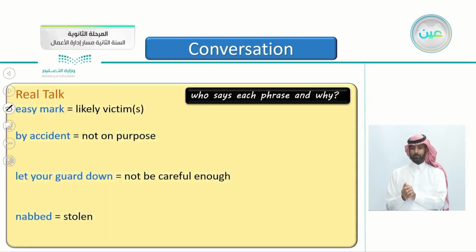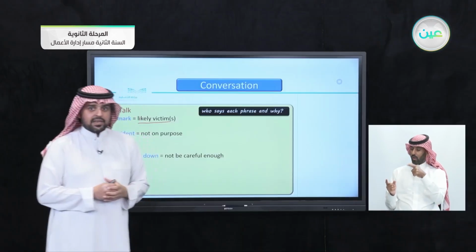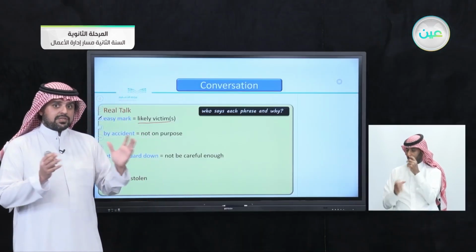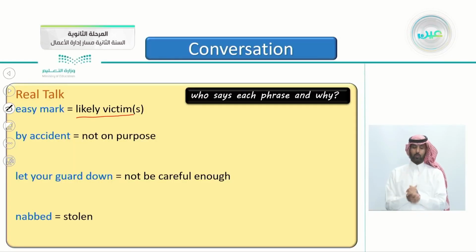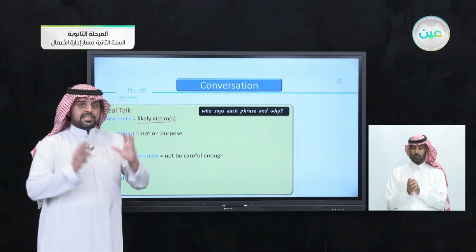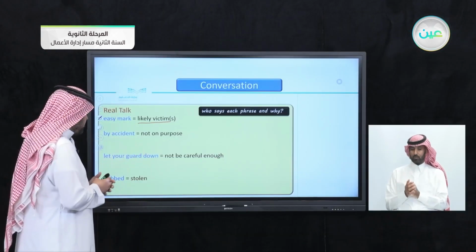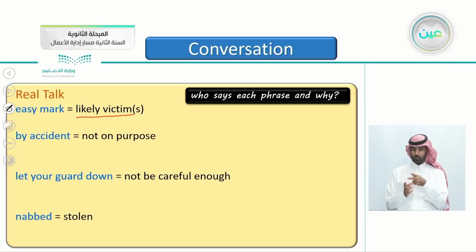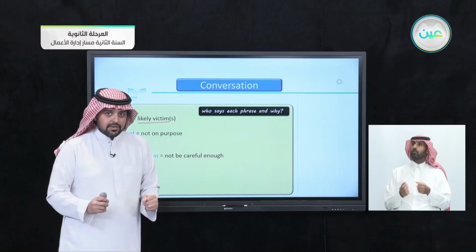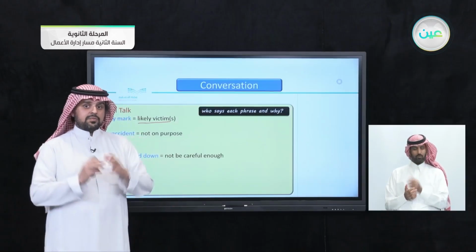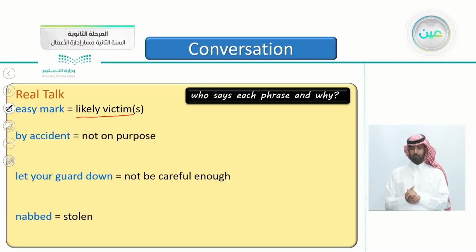Excellent. So the real talk here: easy mark means likely victims. Who were the easy marks there? Yes, the tourists, because they are busy. By accident means not intentionally, not on purpose. To let your guard down means to be careless, not to be careful enough. Nabbed means stolen.